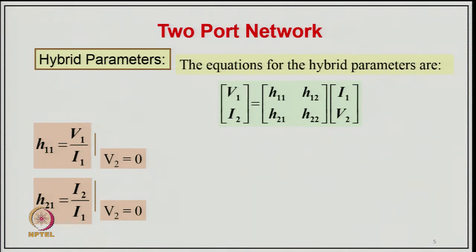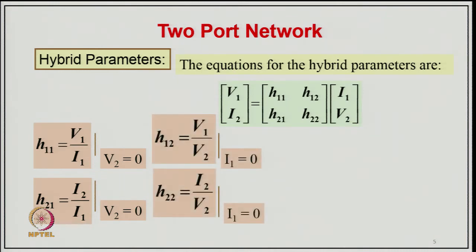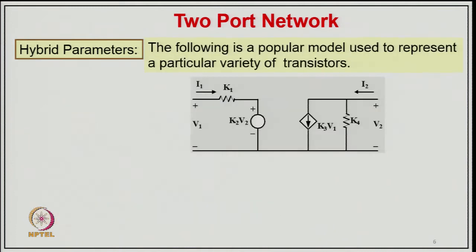So, these are the two parameters which you get keeping the output port, the second port, shorted. Then the third parameter H12 is V1 upon V2, that is the voltage gain when the input port is open, meaning the current in the input is 0, and then H22 is I2 upon V2, when I1 is 0. So, these four parameters are defined in that manner.